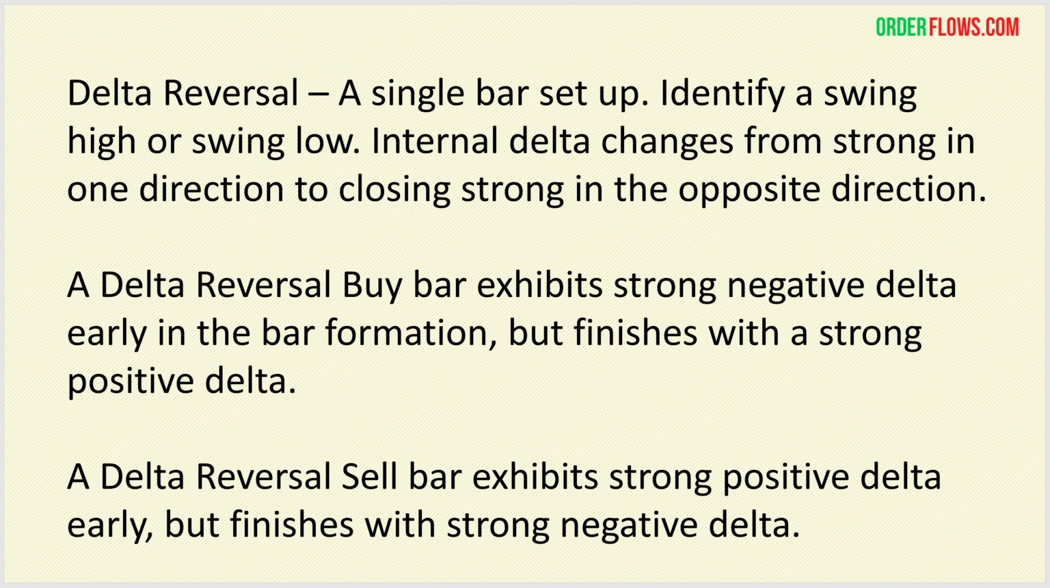Now, delta reversal. This is the last one I'm going to talk about. Delta reversal is a single bar setup, and it's going to identify a swing high or swing low. The internal delta changes from strong in one direction to closing strong in the opposite direction. Remember, it's a single bar setup. The delta reversal buy exhibits strong negative delta early in the bar formation, but finishes with a strong positive delta. A delta reversal sell exhibits strong positive delta early, but finishes with strong negative delta.